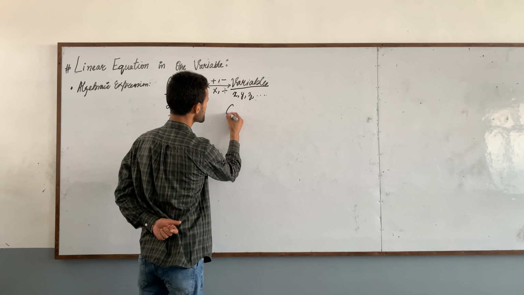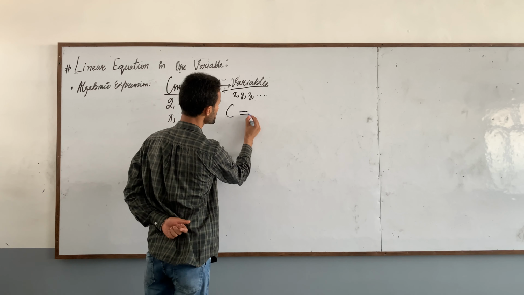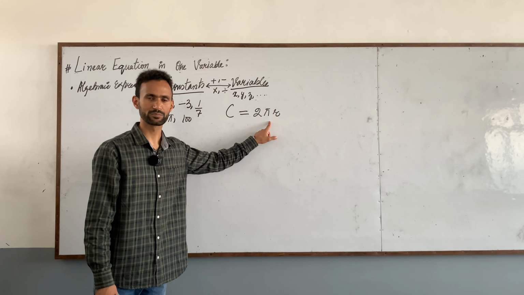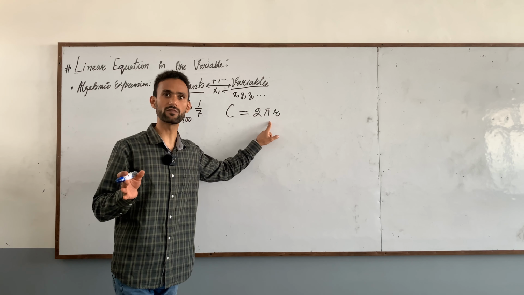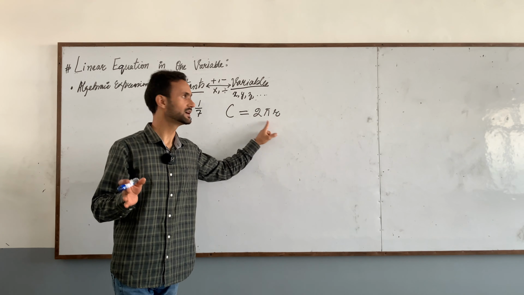For example, if I take the circumference of a circle equals 2 pi r, we know that 2 is a constant, pi is a constant. Now, if I take r equals 1, we get circumference equals 2 pi. If I take r equals 2, we get circumference equal to 4 pi. We observe that if we change the value of r, the circumference of a circle changes automatically. Thus, we can conclude that the circumference and the radius of a circle are variables, while pi and 2 are constants.